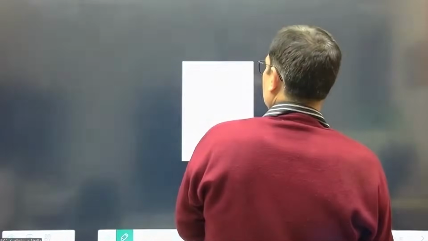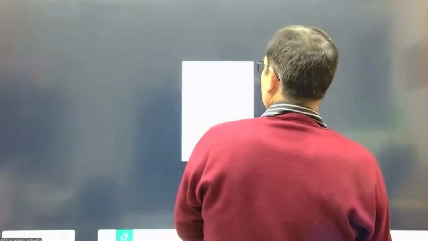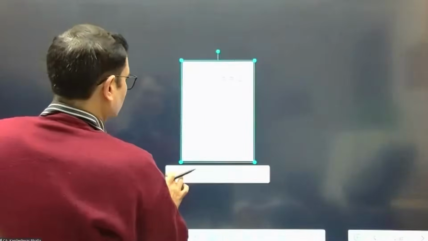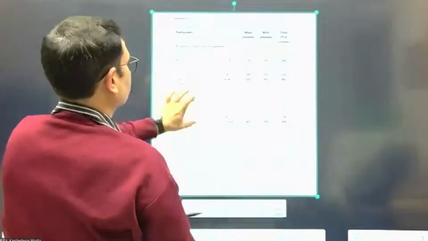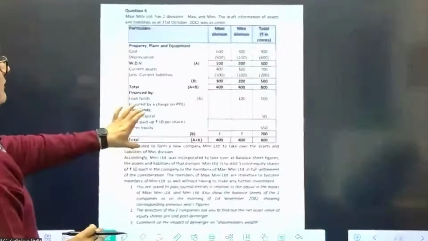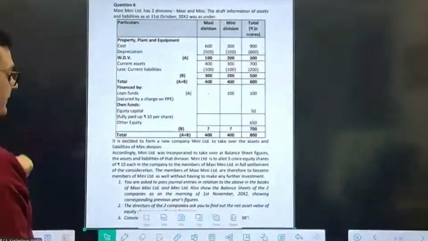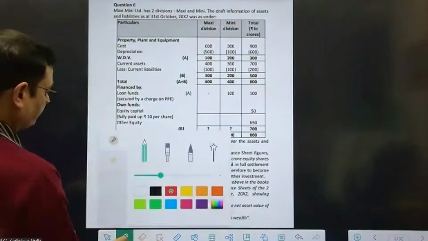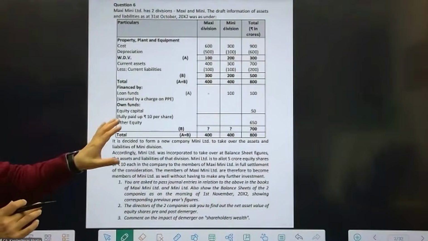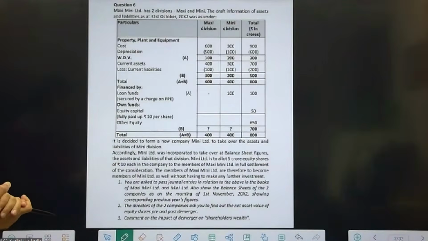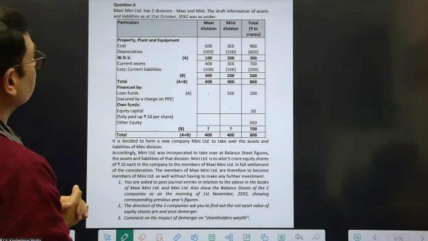So I've taken this question a little earlier, I guess. Yes. So question number 6, this is on common control. I hope the question is visible, right? Okay, I hope the visibility is fine. You can see the question, right?